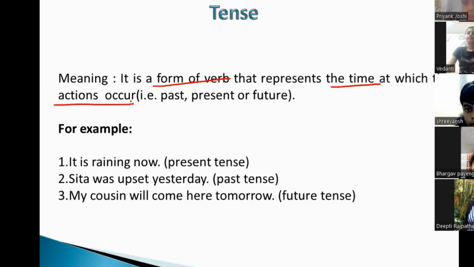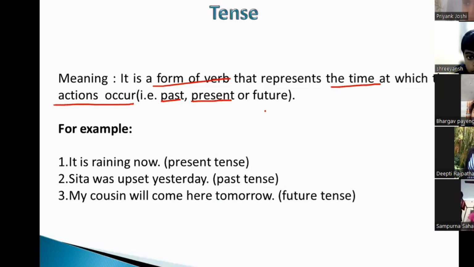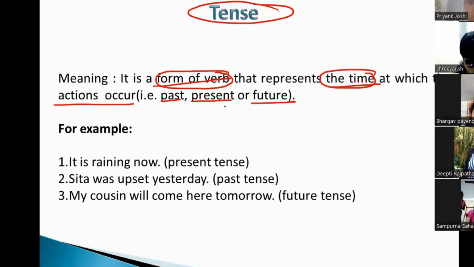What do you mean by that? It represents whether the action has completed in the past time, or it is continuing in the present time, or it's going to happen in the coming time, that is in the future. So basically a tense is nothing but a form of verb that represents the time, whether it is a present tense, a past tense, or a future tense.